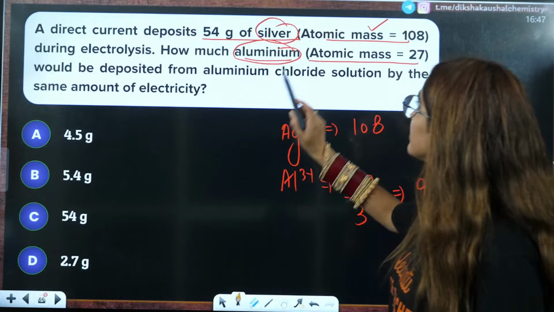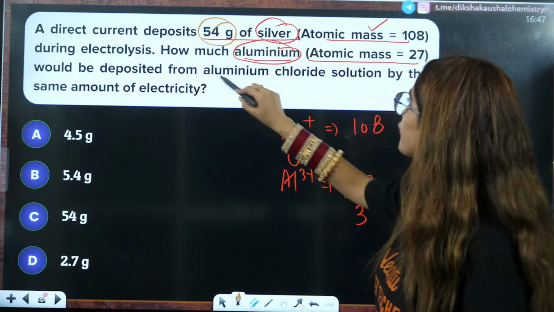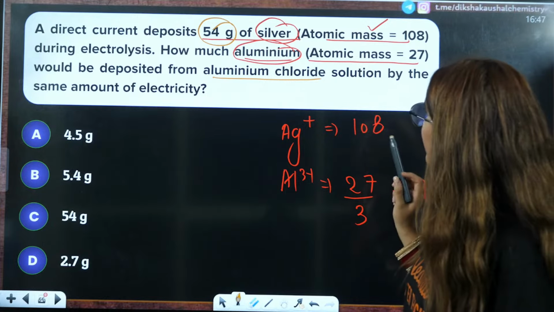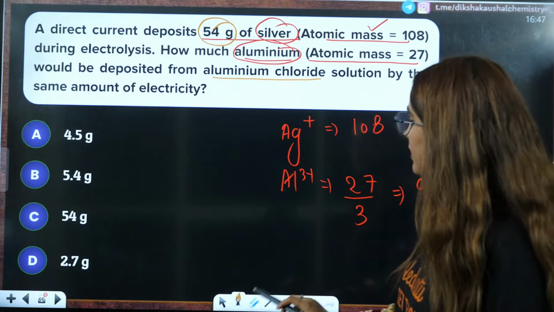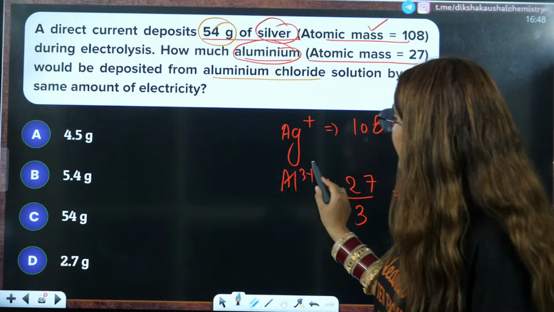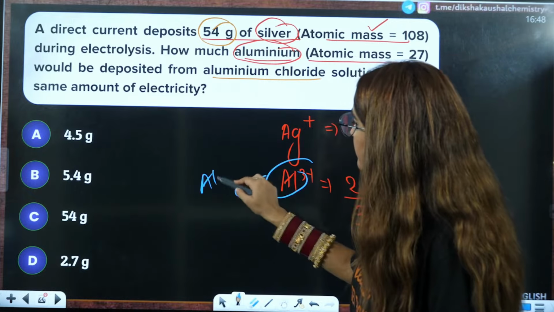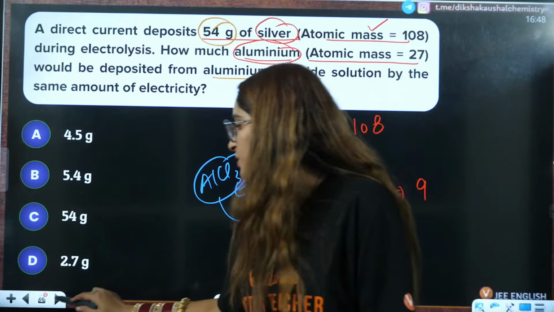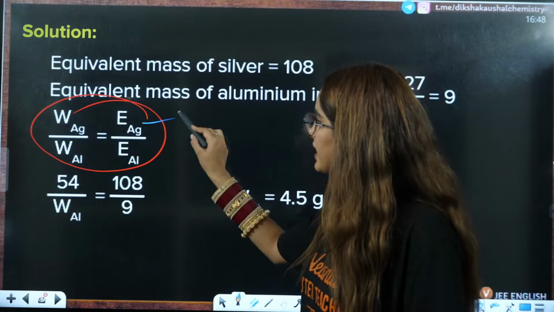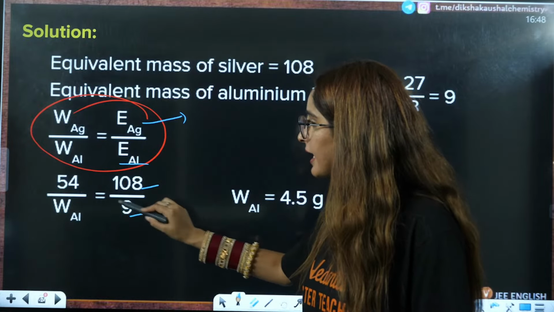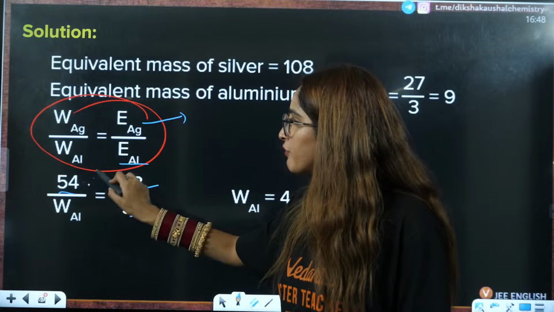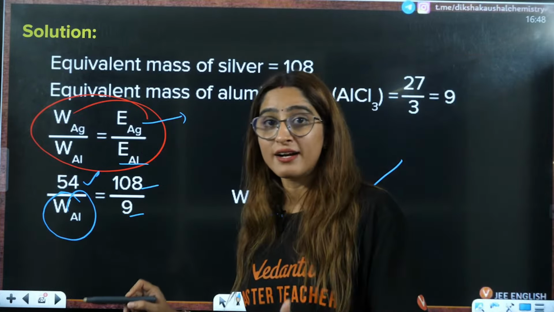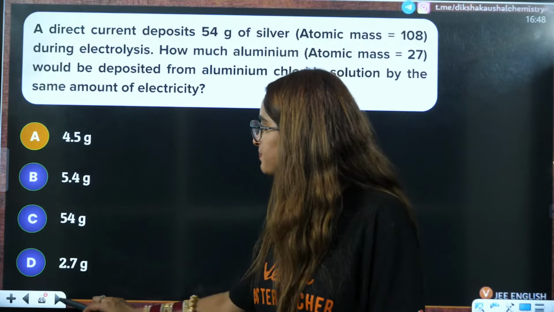So we know that the weight of silver is given to us, you have to calculate the weight of aluminium, right? And that too from aluminium chloride solution by the same amount of electricity, right? Aluminium chloride means AlCl3, right? So here Al is in +3 oxidation state only, right? So that is why the equivalent weight of Ag is 108, for aluminium it is 9, the weight is given to be 54, and this is what you have to find. You can easily find that based on Faraday's second law, right?